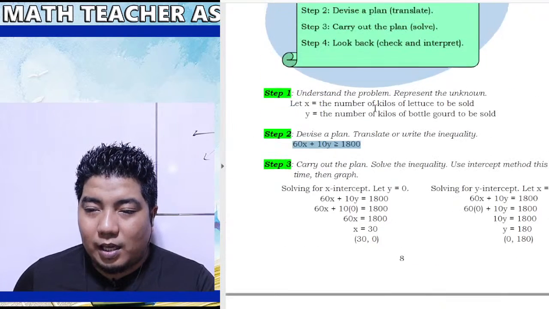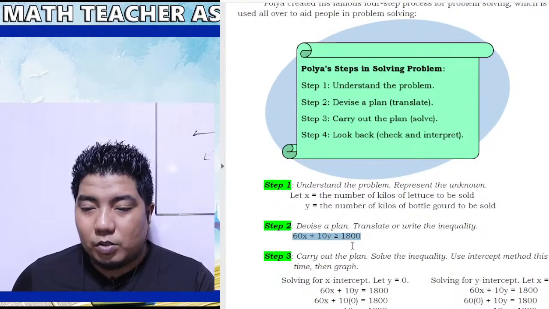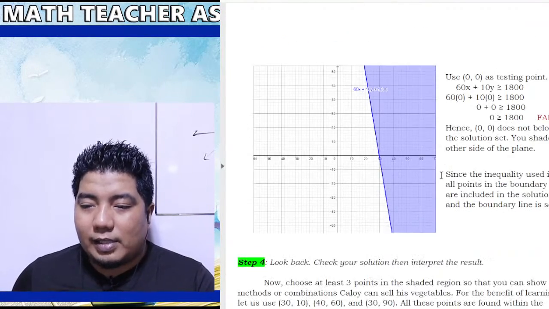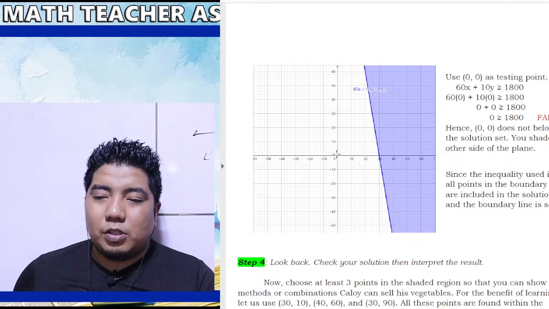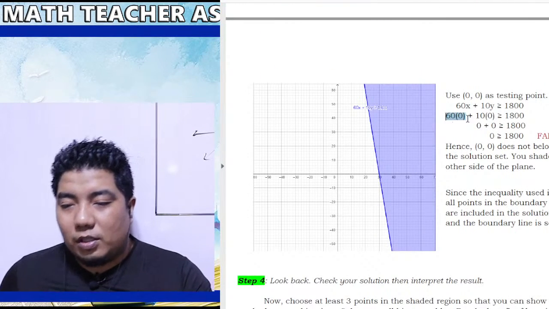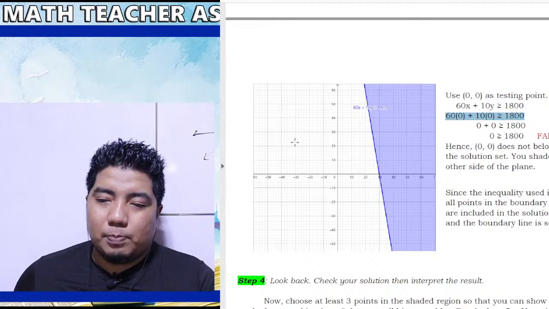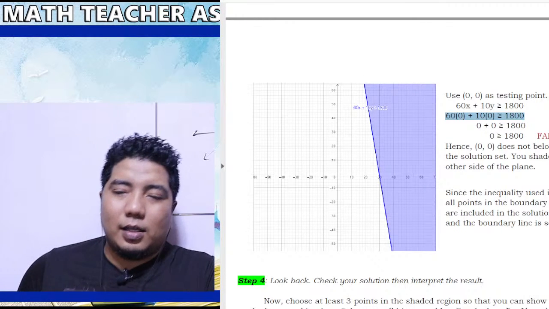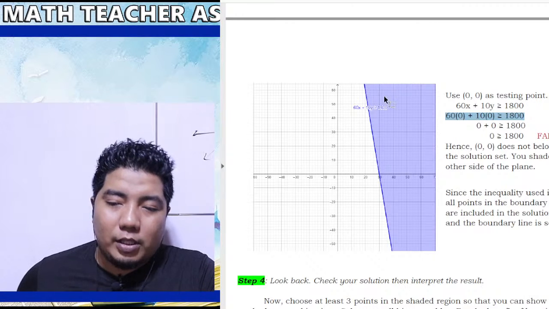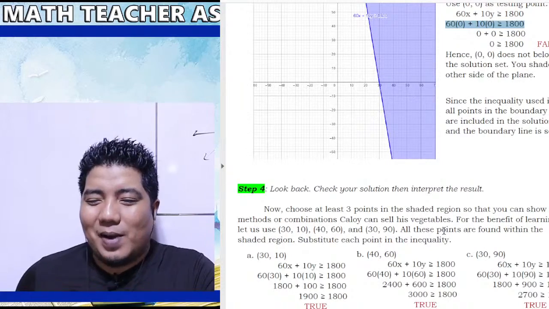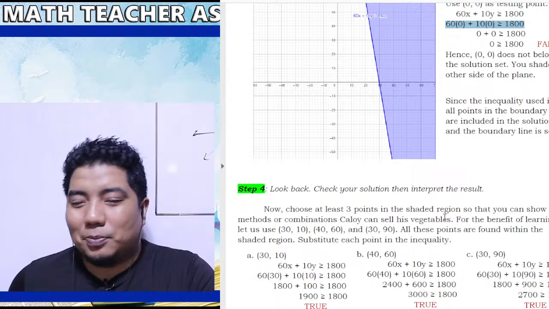So, since this is a greater than or equal, we have a solid line. Okay? Then, we test a point. Where is 0, 0? It is here. So, when we substituted 0, 0 into our inequality, the result was false. Therefore, this part is not part of the solution. So, everything on the right side will be the answer. That includes the points under the boundary line. Alright? Because it is a solid line. Alright. So, thank you so much.